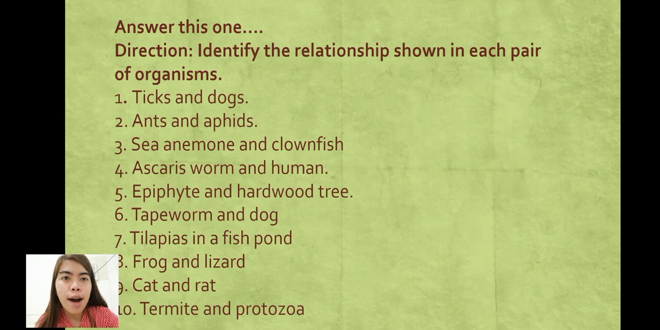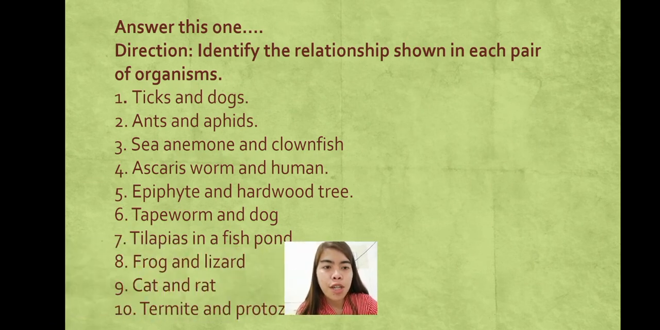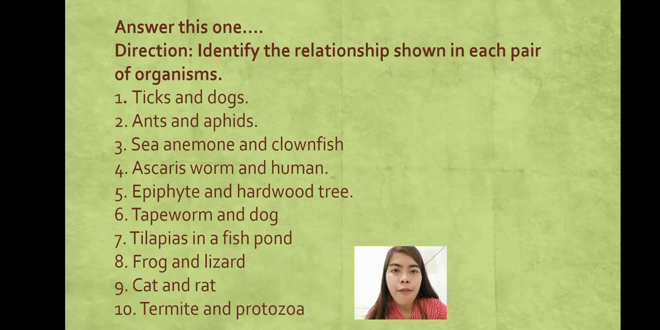Okay, answer this one. Identify the relationship shown in each pair of organisms. Number 1, ticks and dogs. Number 2, ants and aphids. Number 3, sea anemone and clownfish. 4, ascaris worm and human. 5, epiphyte and hardwood tree. 6, tapeworm and dog. 7, tilapias and a fish pan. 8, frog and lizard. 9, cat and rat. And 10, termite and protozoa.